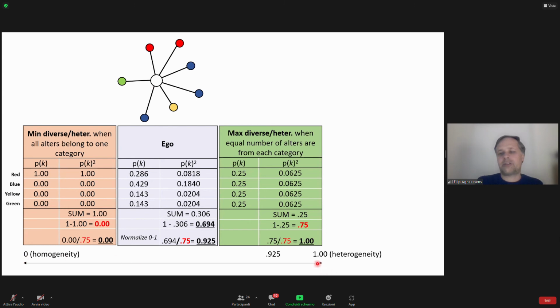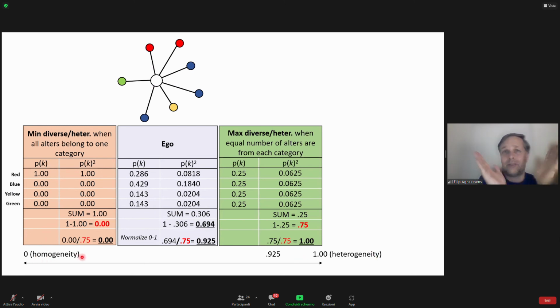Diversity is called heterogeneity. Diversity among the alters is the heterogeneity among the alters. It's not the same as heterophily. Heterophily is about me and you, it's about ego and alters. Heterogeneity is about the diversity among the alters, not taking into account what ego is. We're not even interested in that, in principle. We're interested in the diversity among the alters.